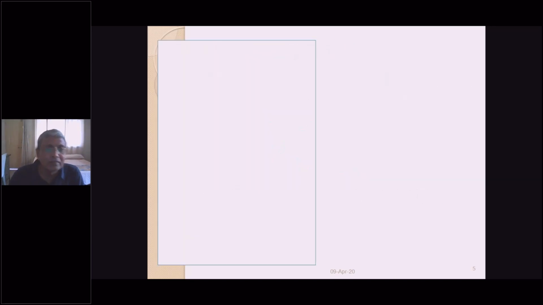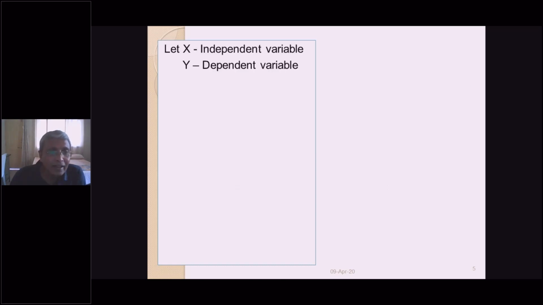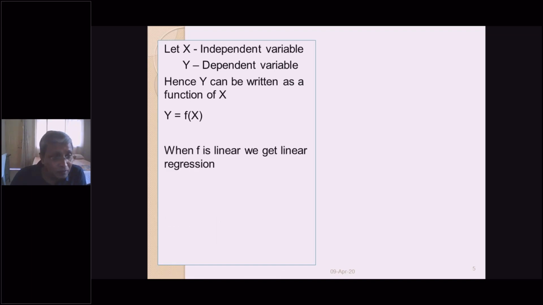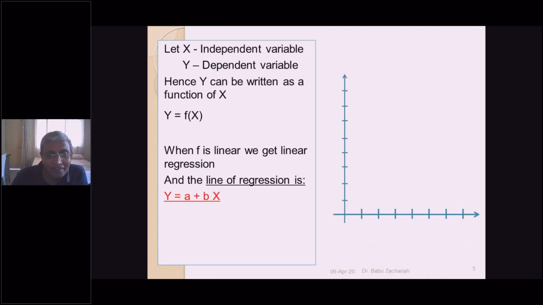Now we'll come to this line of regression. So let x be the independent variable and y be the dependent variable. Then you can write y as a function of x. Since we are assuming it is linear, the functional form will be y is equal to a plus bx. So if you go to the graphical way, the line will be like this, y is equal to a plus bx. This form y is equal to a plus bx was taught to you in your school by your teacher. Okay, I hope you will remember.